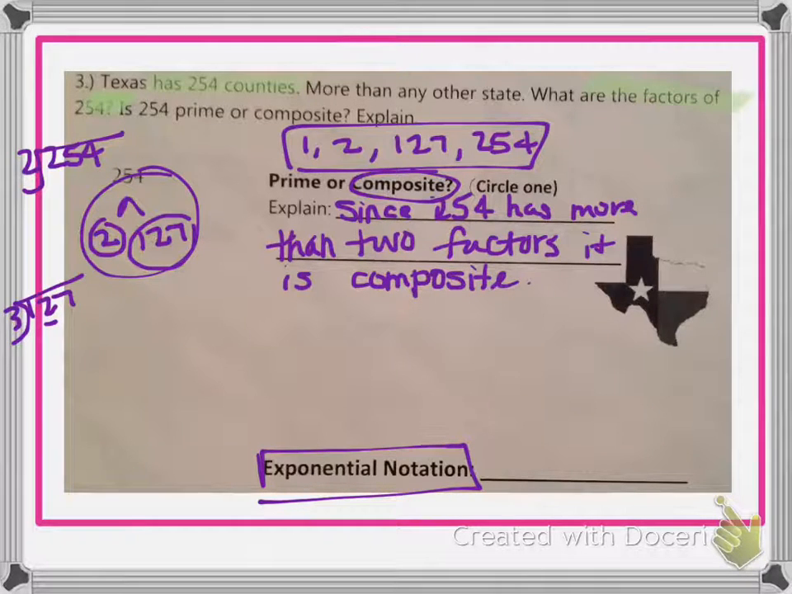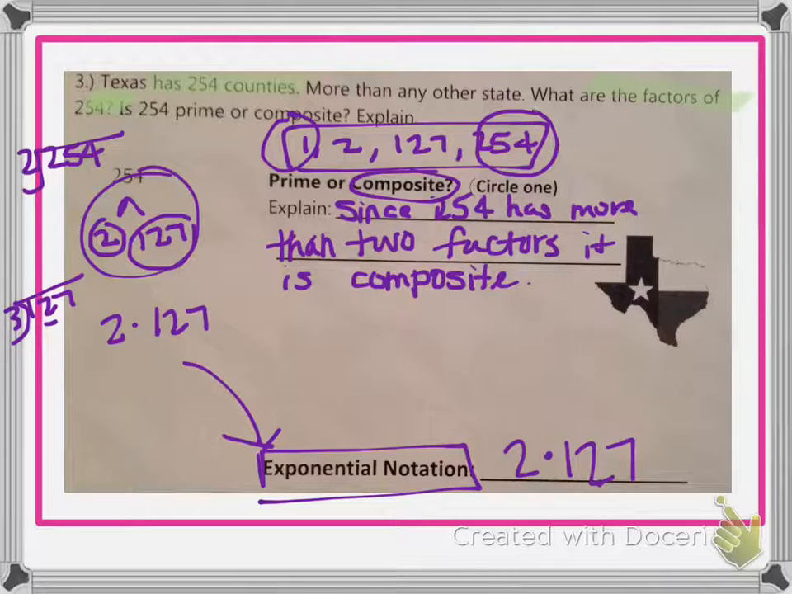And then it's asking for exponential notation. That's where we write it in expanded notation to help us with this. We only have two numbers, so we just put 2 times 127. We don't want to use 1, and we don't want to use the number we're finding in our exponential notation.